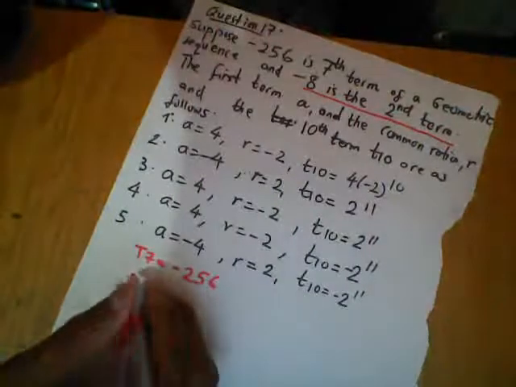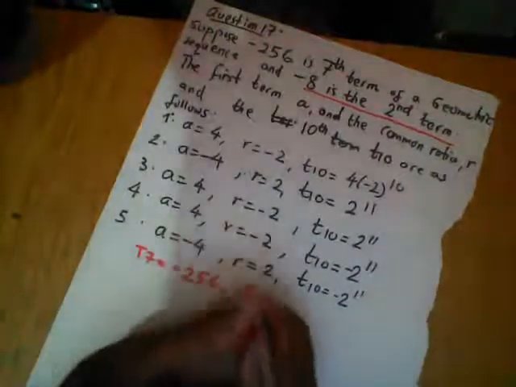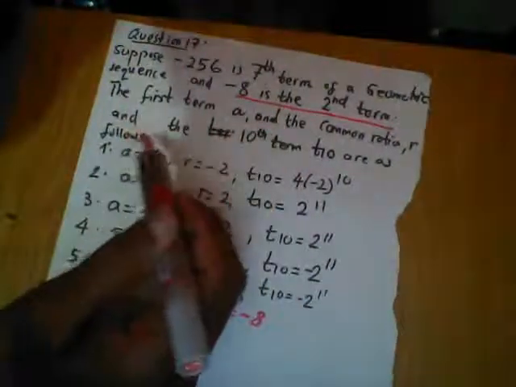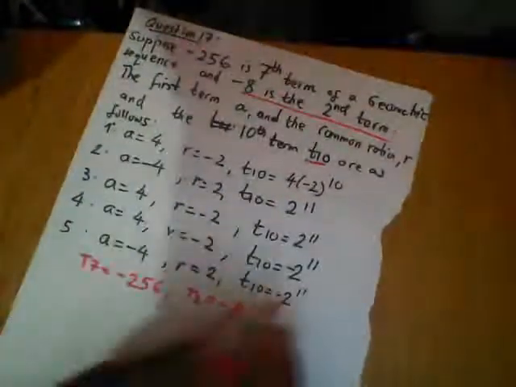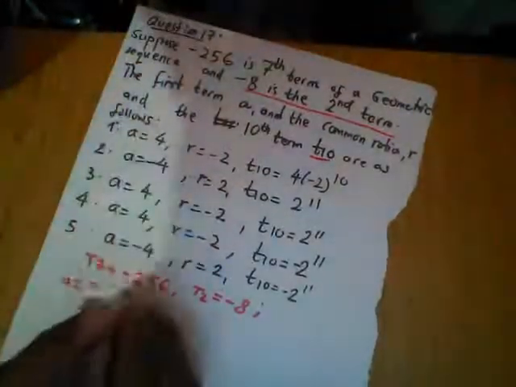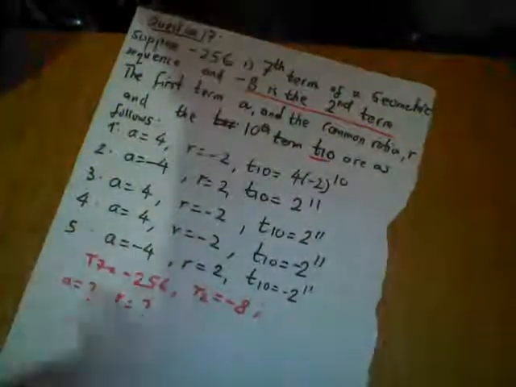Okay, now we have term 2 equal to negative 8. The first term A, the common ratio, and the 10th term are as follows. So in other words, what do they want us to find? They want us to find A, the common ratio R from the data given here, and the 10th term.